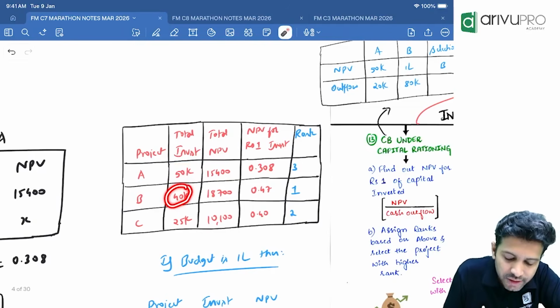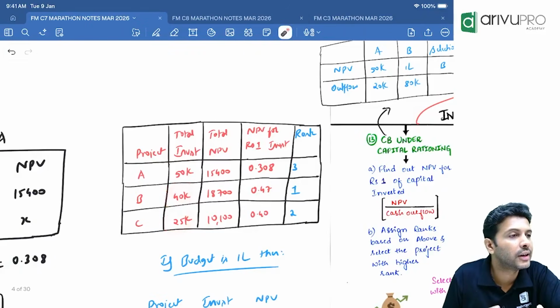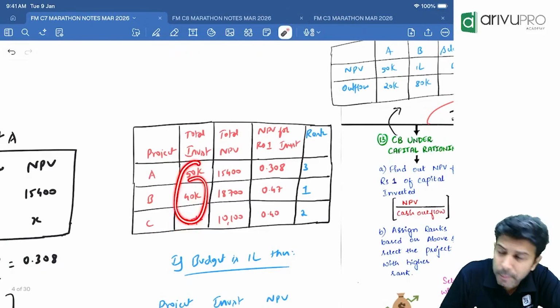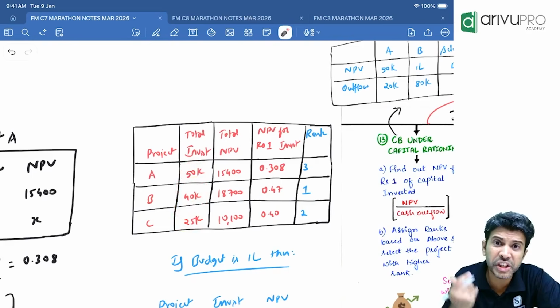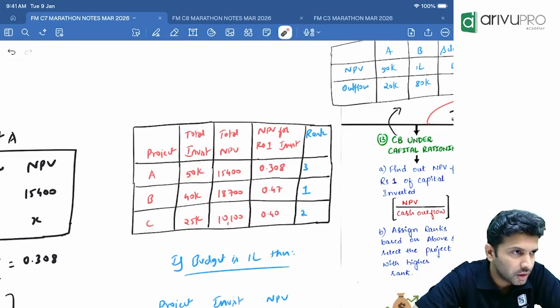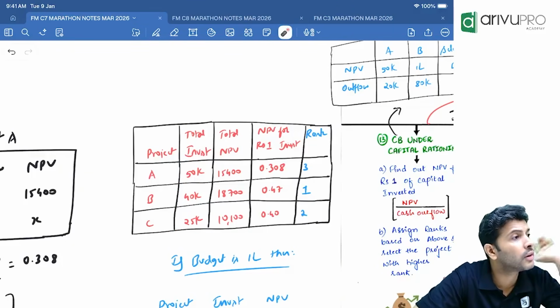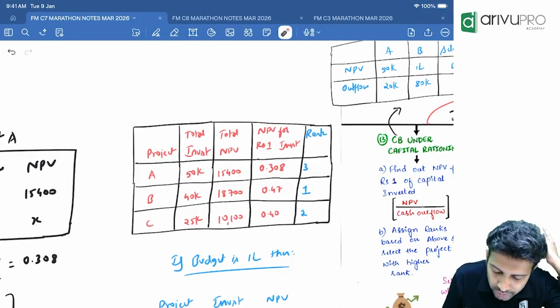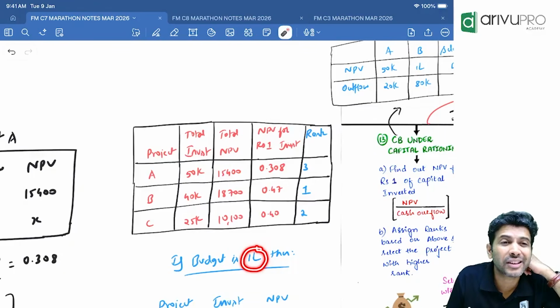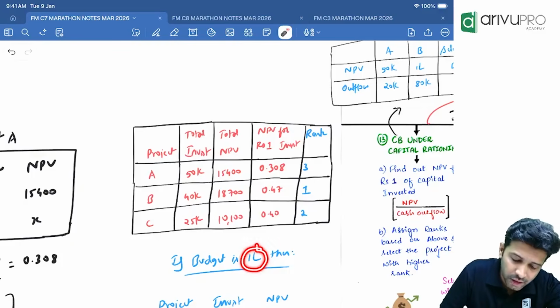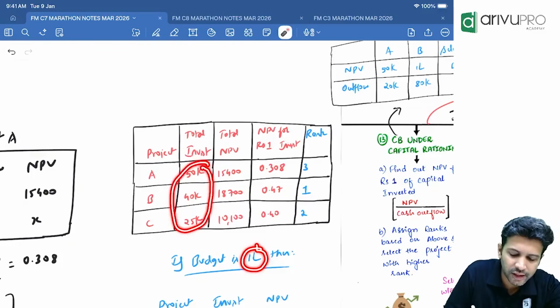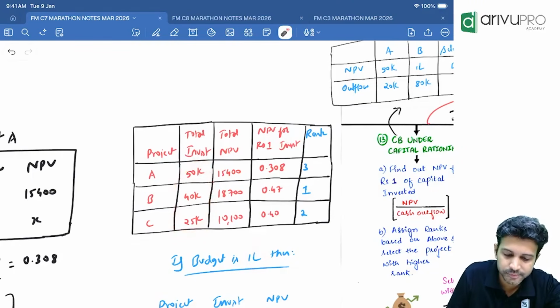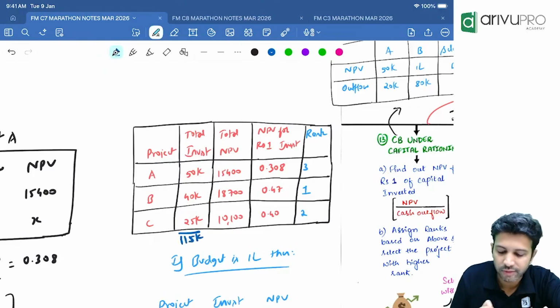For B, how much do you need? 40. For C, how much do you need? 25. Sir, the company now is confused about which projects to take. They don't want to take one. They want to take multiple. If possible, everything. Okay. Now, how much money is available with the company? Maximum money available is only 1 lakh. If the company wants to take all 3, how much money is required? Add this. If the company wants to take up all 3, money required is 115.